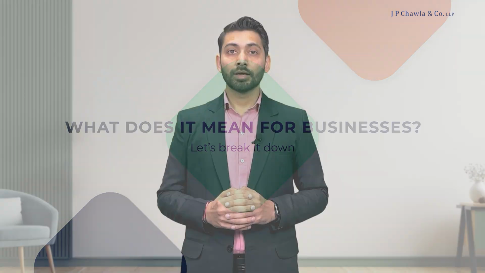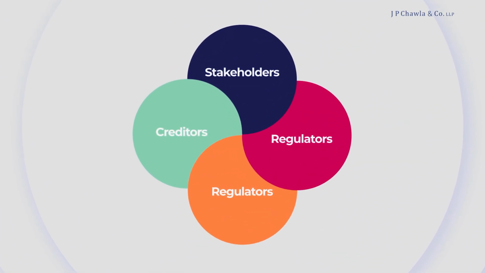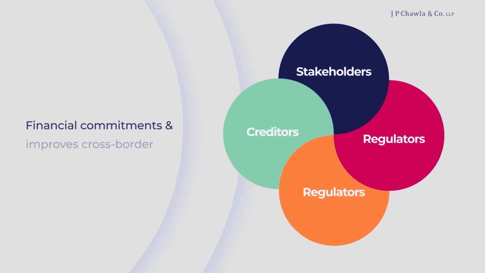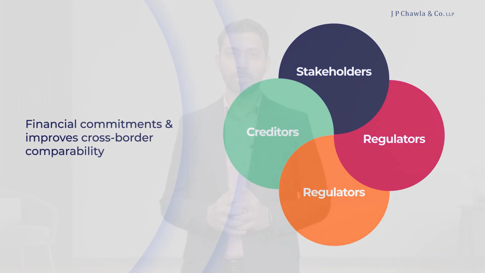Let's break it down. Ind AS 116 ensures transparency by requiring companies to recognize almost all leases on their balance sheet. This shift provides stakeholders, investors, regulators, and creditors a clear picture of financial commitments and improves cross-border comparability. Ind AS 116 replaces Ind AS 17, aligning Indian standards with global IFRS practices.